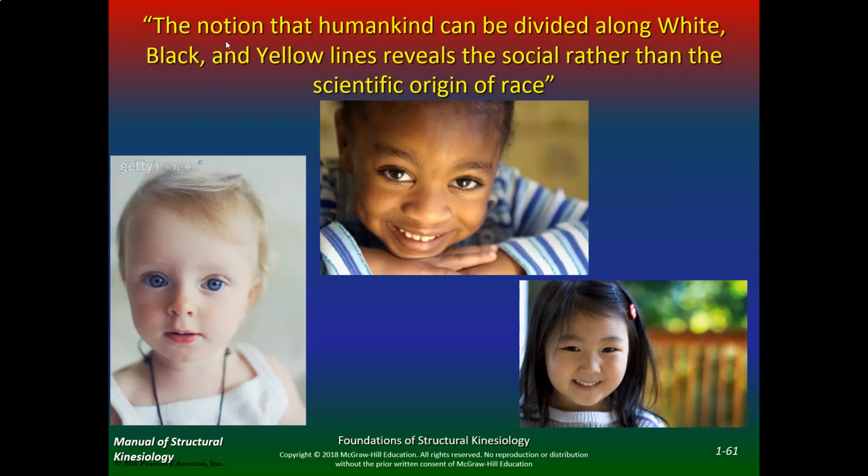Now, the notion that humankind can be divided along white, black, and yellow lines reveals the social rather than the scientific origin of race. Because look at these cute little kids. Fortunately, when they pass away, all their skin color goes away, so you're not going to be able to judge them based on white, black, and yellow lines. I wish more people understood this. Maybe we'd have a more peaceful society, but unfortunately not everyone gets to take this course.